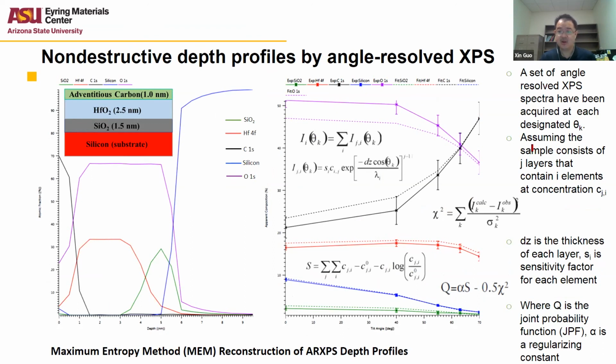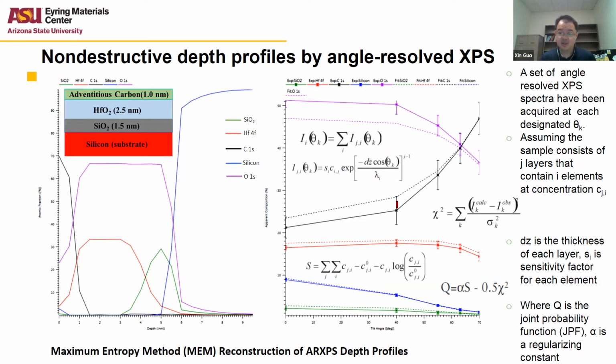Assuming the multi-layered sample consists of J layers that contain element i at concentration C_ji, we can express the angular dependent intensity as a sum of the intensity from the respective layers for the specific element i. That intensity is related to the sensitivity factor, the concentration, and a function that includes the thickness of each layer, the angle function, and the mean free path.